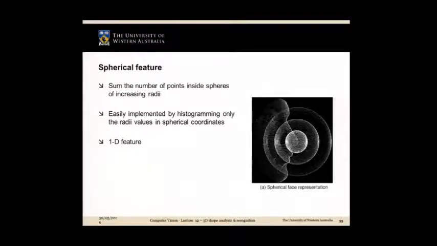And if you have 2.5D views of a face from one angle and another angle, you can use that for registering the faces as well. It's easily implemented by histogramming only the radii values in spherical coordinates. You just create one histogram of the feature values.